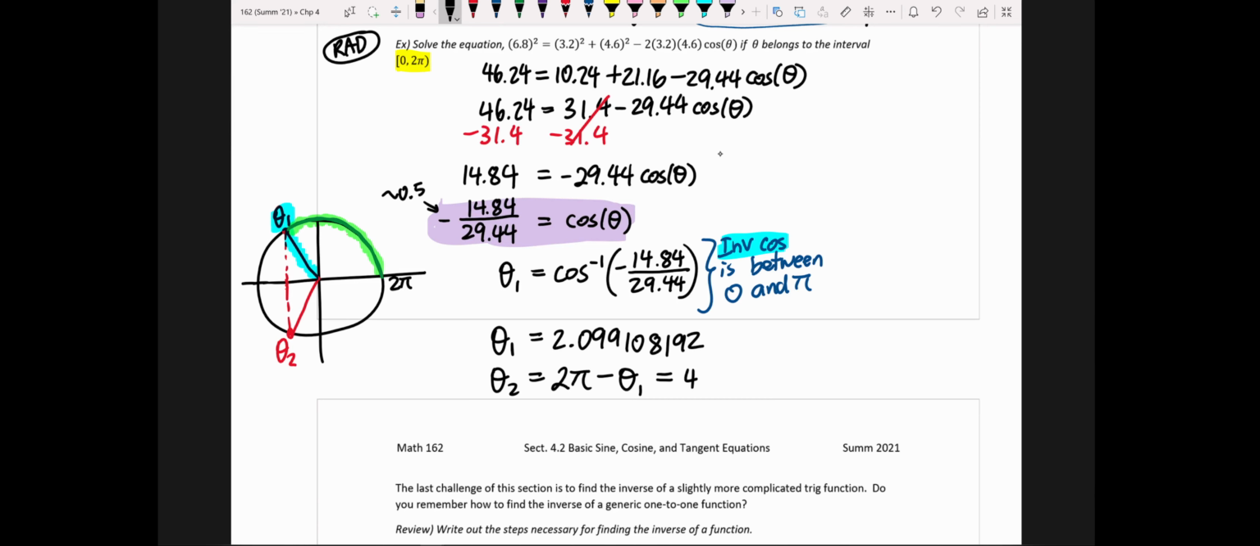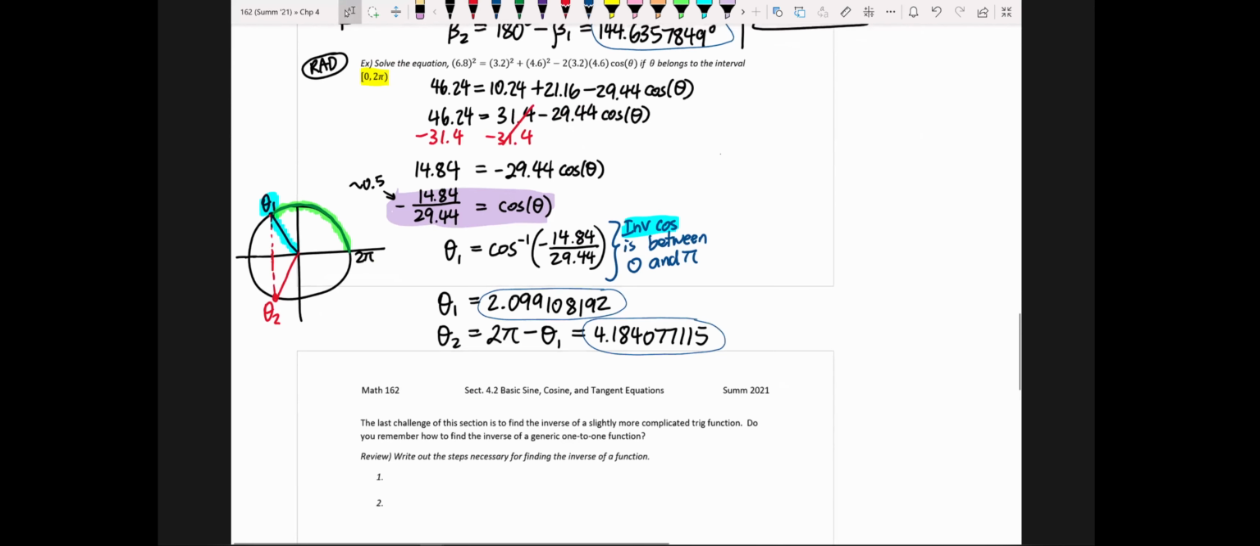That gives us 4.184077115. And we're in radians, so we end up with two solutions between 0 and 2 pi. Okay, so we have rounded to the nearest tenth. This would be 2.1 and 4.2. Then we add 2 pi k to each solution. If we were in degrees, we'd be adding 360 degrees times k to each solution. But since we're in radians, we're adding 2 pi k to each solution.